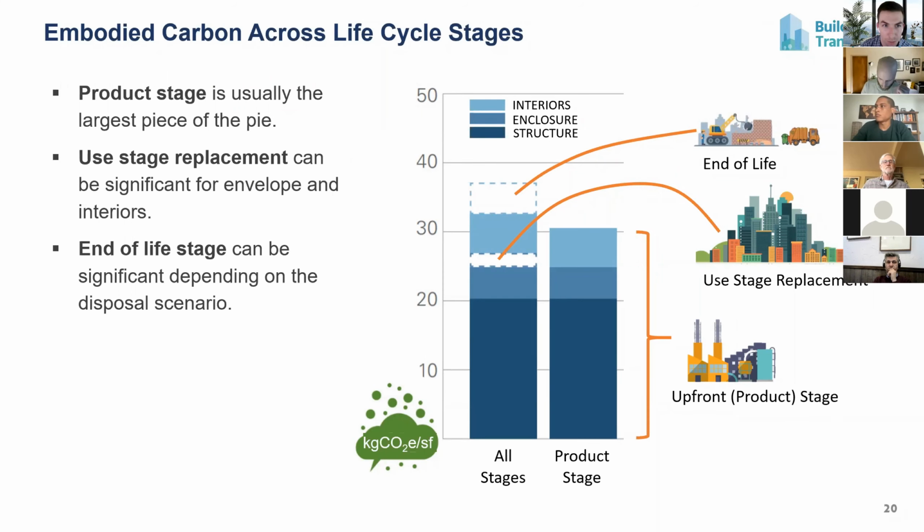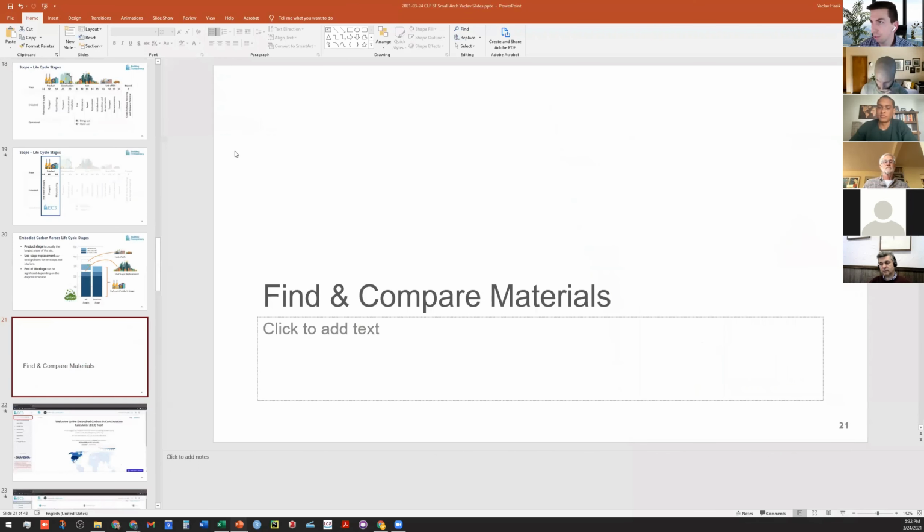The use stage replacement can be significant for envelope and interior components. Again, I mentioned this before. This is where you need to take into account the replacement of different materials and systems. For the structural systems, obviously, those are typically in the building for the whole lifetime of the building. And then the end of life stages can be significant depending on the disposal scenario for the various materials. But again, I think it's for another talk. So with that, we'll go into a demo of the Ec3 tool. I'll switch over into my browser.